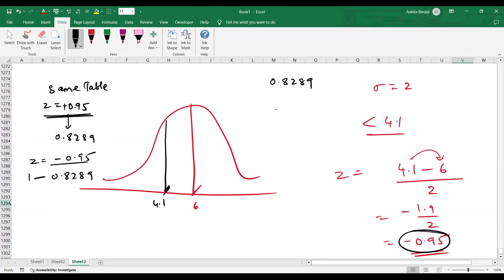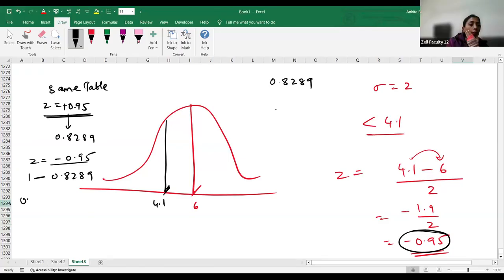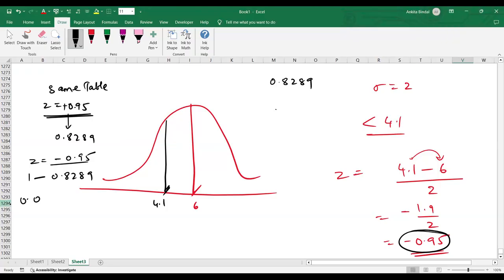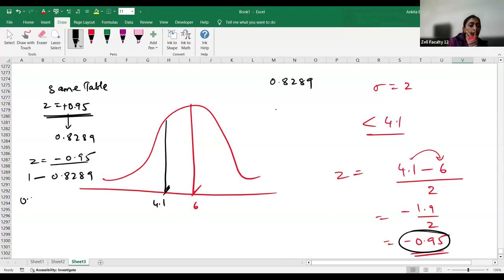0.1711. So the value that I'm getting for percentage probability is 17.11.